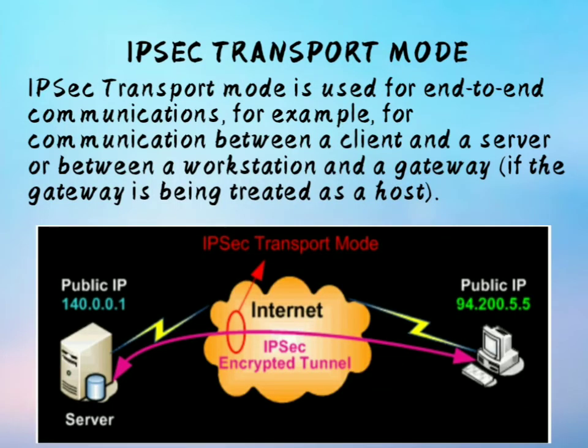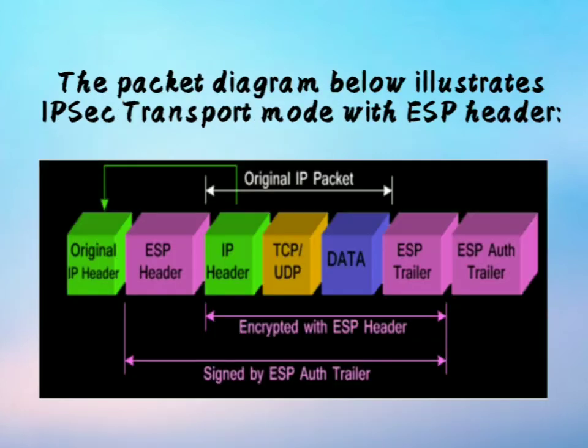Then next, the IPsec transport mode. IPsec transport mode is used for end-to-end communications, for example, for communication between a client and a server or between a workstation and a gateway, if the gateway is being treated as a host. So a good example would be an encrypted telnet or remote desktop session from a workstation to a server. The packet diagram below illustrates IPsec transport mode with ESP header.